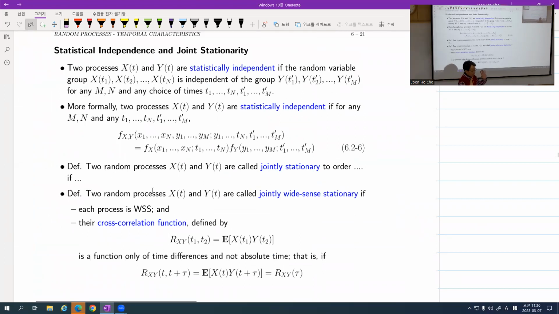So far, we considered a single random process mostly, okay? And even a single random process involved how many random variables? Infinitely many random variables, right? However, as we see every day, especially in the stock market, there are many random processes. They have some statistical dependence.